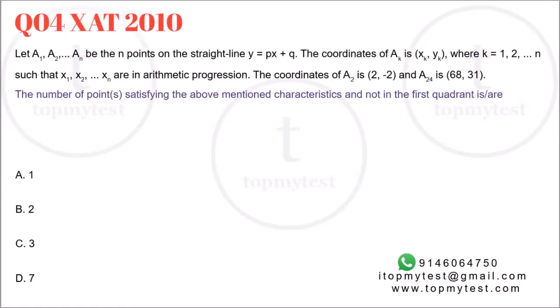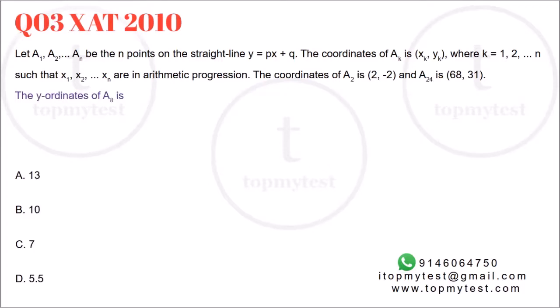Third and fourth are basically a double question from XAT 2010. Okay, so let's see what this is. Let A1, A2, till An be n points on the straight line y equals px plus q. The coordinate of Ak is (xk, yk), where k is from 1 to n. So basically, the coordinate of A1 will be (x1, y1), the coordinate of A2 will be (x2, y2), and so on, such that x1, x2, and so on are in arithmetic progression.